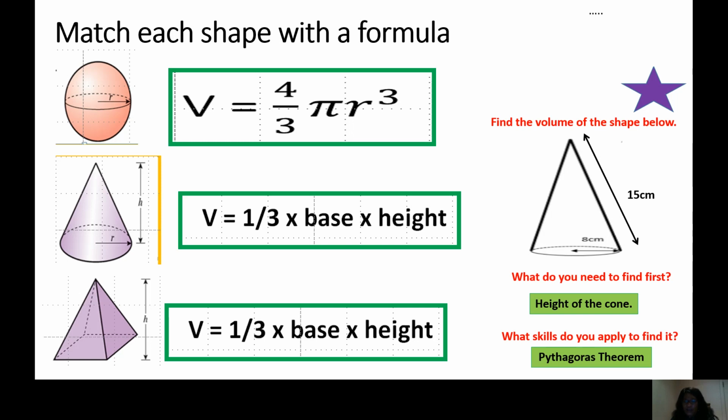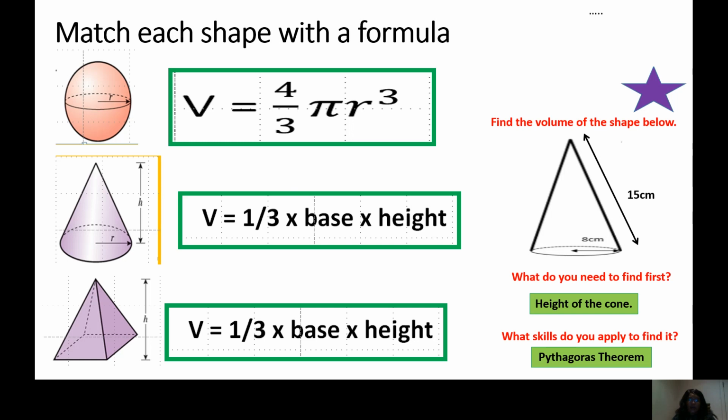To find this height, if I put a line through where the height is supposed to be, from the apex to the middle of the base, we would have created a right angle triangle. So what skills are we going to apply to find this height? Put your answers down, and I will reveal. Okay, you should have written Pythagoras theorem.